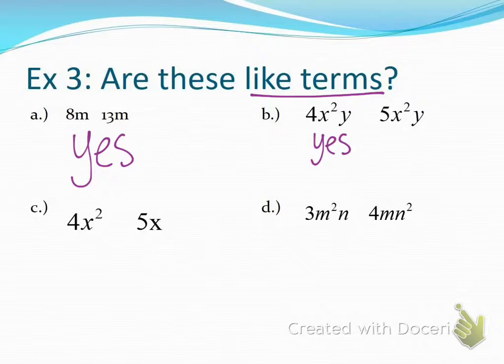Why not? Doesn't have the exponent on the 5. Okay, so one of them has an exponent, the other one doesn't. So even though they both have an x, if they don't have matching exponents, they are not like terms.